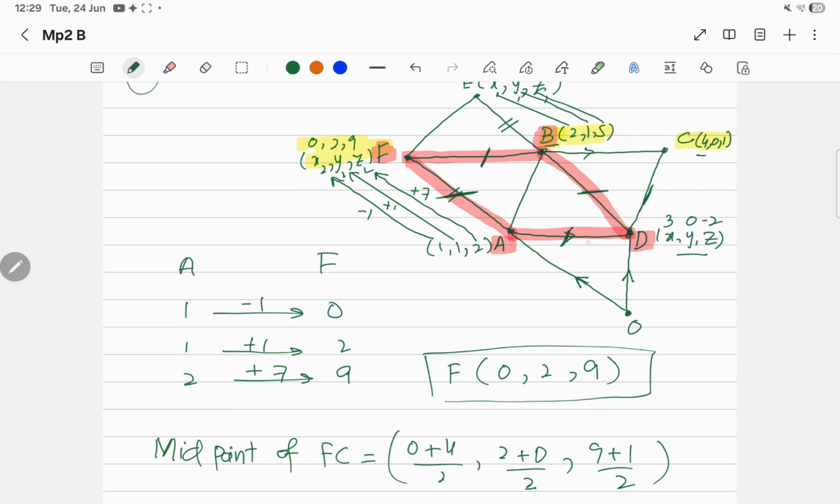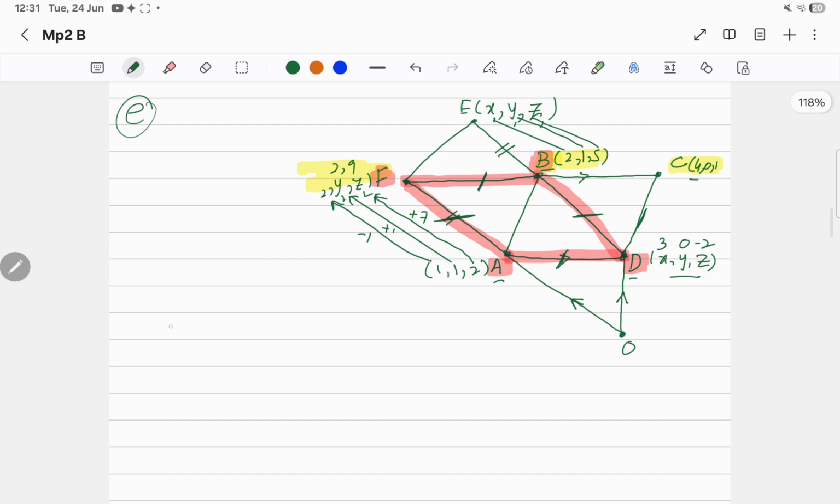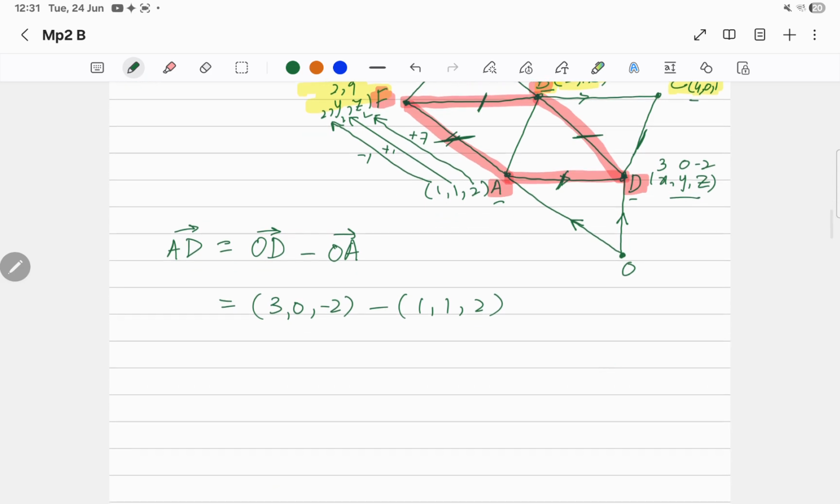Okay, so let's work out AD and FB to check. Let's work out AD first. If you want to work out the vector AD, it should be the position vector OD minus OA, and OD has the coordinates 3, 0 and minus 2, minus OA, which is 1, 1 and 2. If you take away these two vectors, then 3 minus 1 is 2, 0 minus 1 is minus 1, minus 2 minus 2 is minus 4. So this is our AD.